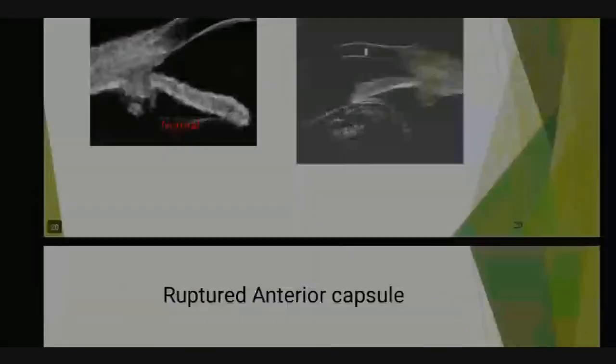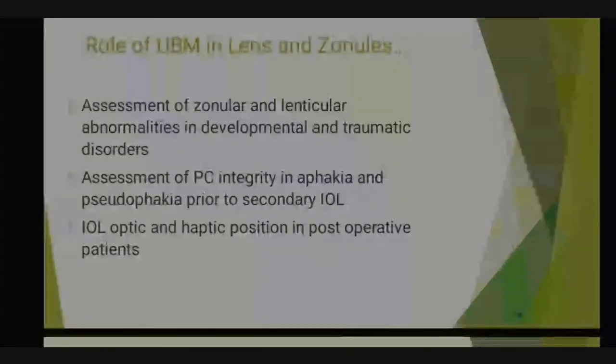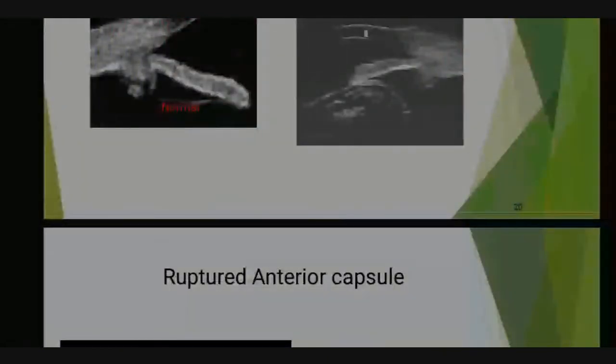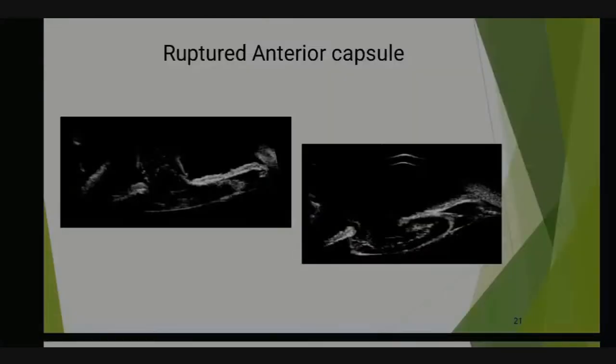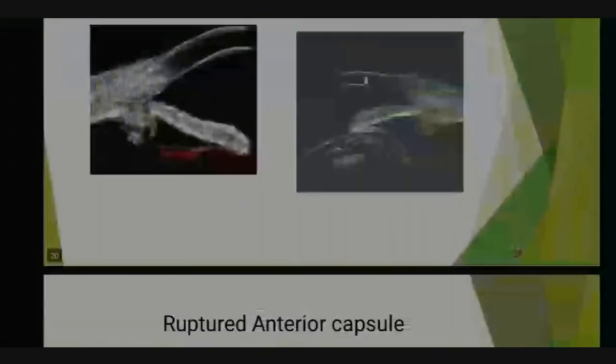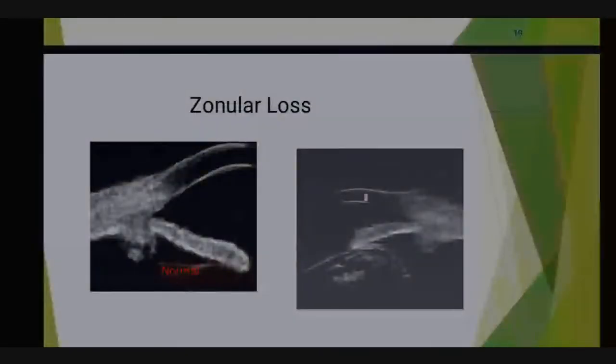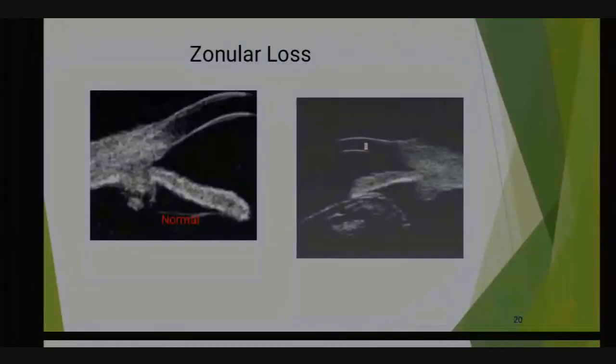So mostly for the lens, in any cases related to lens, like cases of trauma, we need zonular integrity, PC integrity, and lens status. They ask for UBM mostly in trauma cases and phacodonesis cases, because they need to place the IOL, right? So when the PC is not intact, in trauma cases, they will not place the IOL in the bag, right? So mostly for placing the IOL, they will ask for UBM before the surgery.